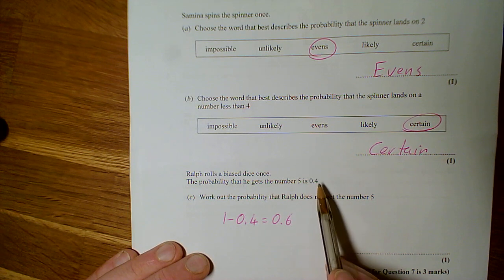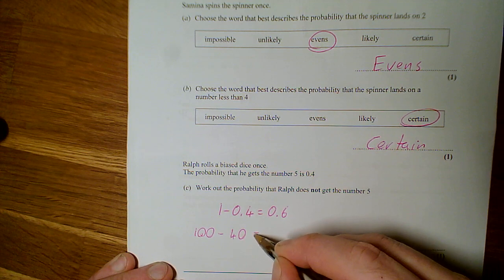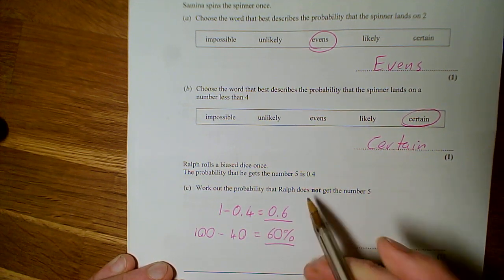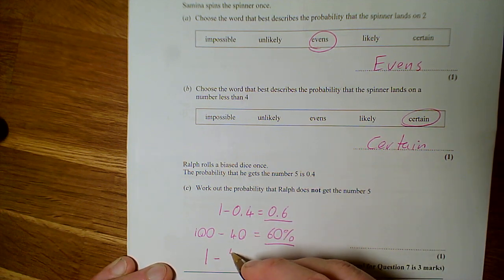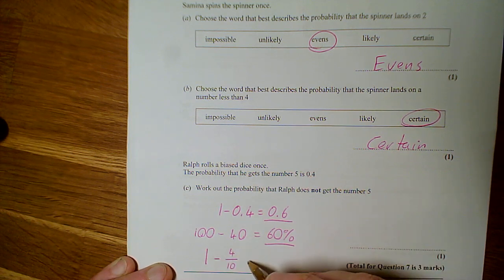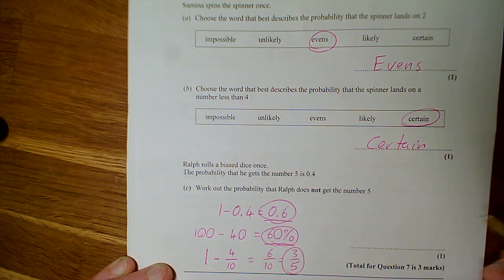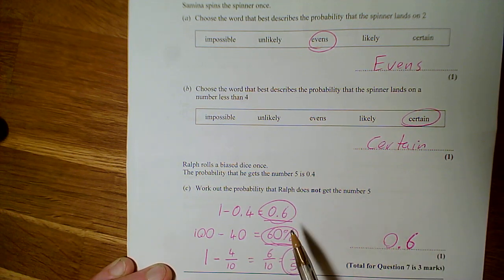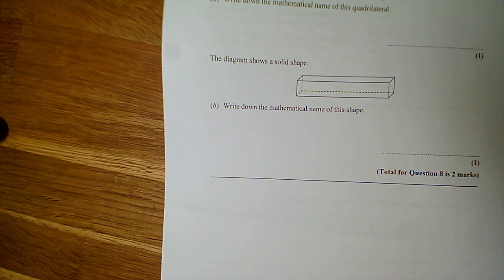If you prefer working in percentages, turn them into percentages. It's 100 take away 40%, which is 60%. So your answer could have been 0.6 or 60%. If you prefer fractions, 1 take away 4/10. That's 10/10 take away 4/10. That's 6/10 or 3/5. Any one of those answers would have been fine. I'm just going to go with 0.6 because it's the most obvious, but probabilities can be written as fractions, decimals, or percentages, any one of them.